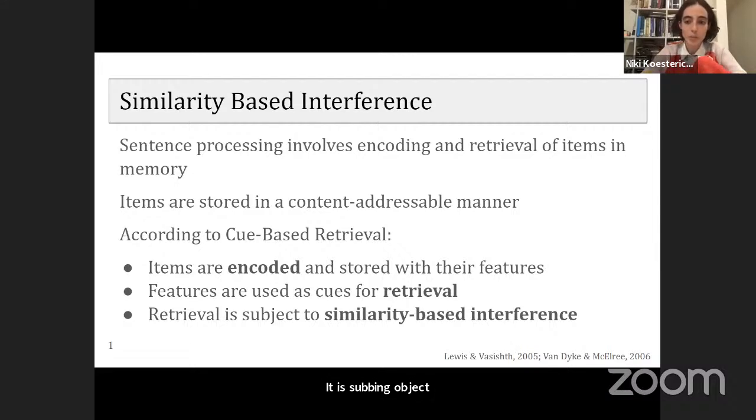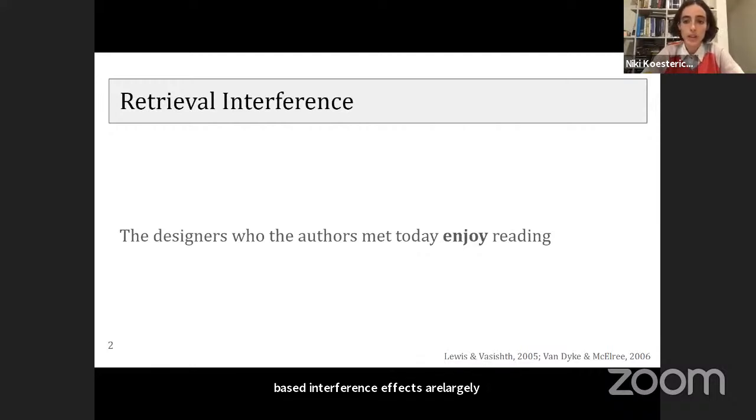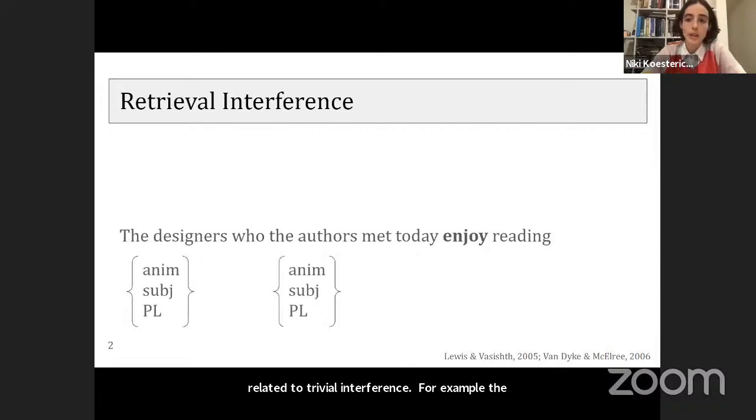Similarity-based interference effects have been largely attributed to retrieval interference. So, for example, in the following sentence, the designers who the authors met today enjoy reading. The matrix clause subject, the designers, and the relative clause subject, the authors, are specified for some features. For instance, they're both animate in subject position and plural. As can be seen, the two noun phrases share their feature specification.